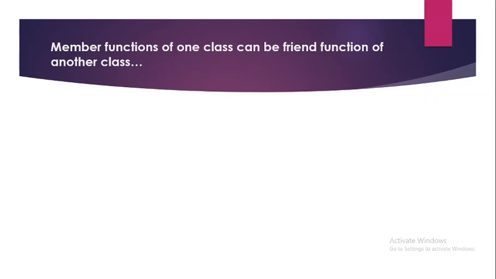Member functions of one class can be friend functions of another class. In the previous example, we have seen that a simple function which can be defined in a normal way can be made a friend to the class whatever we have written. But our friend function can be a member of another class also, just like this.